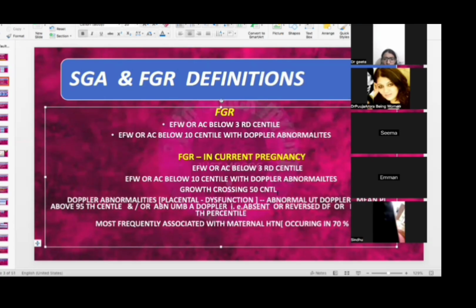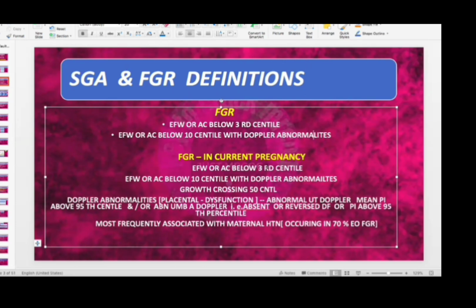Growth crossing 50 centile. In this criteria, baby may be more than 10 centile, but when we compare two scans, it is falling 50 centile or more than that. So even if AC or estimated fetal weight is giving that it is 15 centile, do not get confused that it is 15 centile so it is not FGR. You have to check the fall in growth. If it is falling 50 centile comparing two growth scans, it is a criteria of fetal growth retardation.